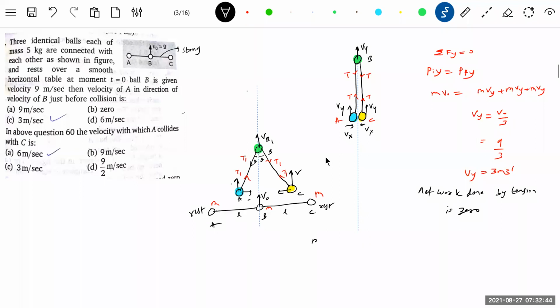What is the conservation of mechanical energy? m v naught square by 2 is equal to 3 times m vy square by 2 plus 2 times m vx square by 2. Then I know vy, I know v naught. Substituting, I'll get vx. Then the velocity of A with respect to C along the x-axis should be equal to Vax minus Vcx, and Vax equals Vcx equals Vx.